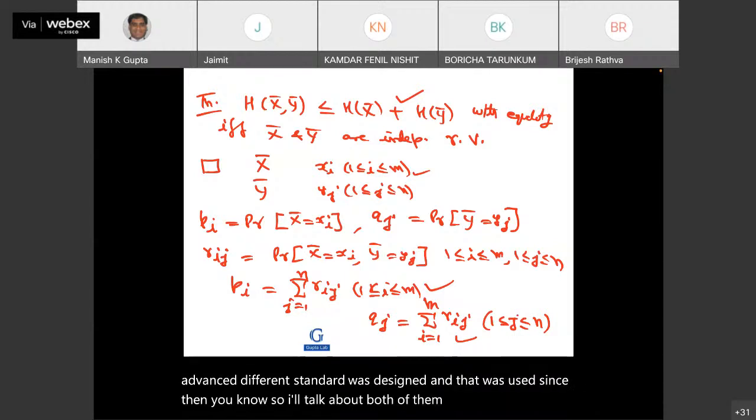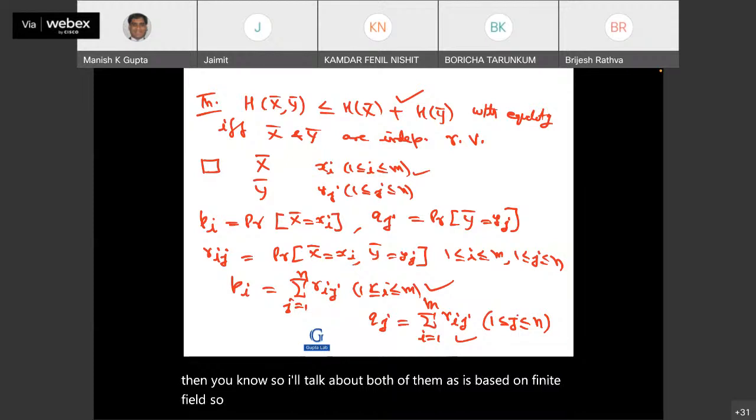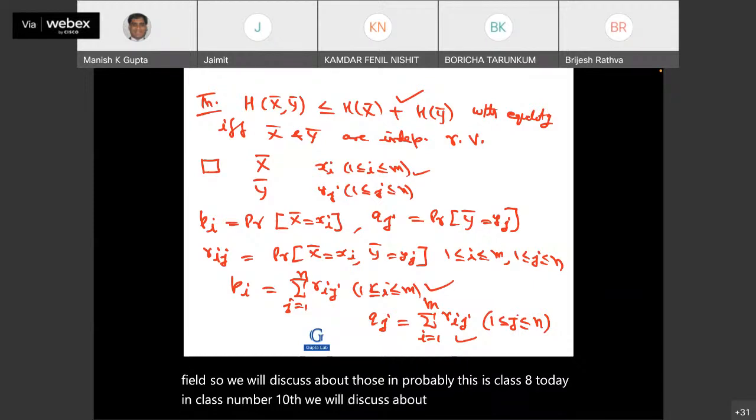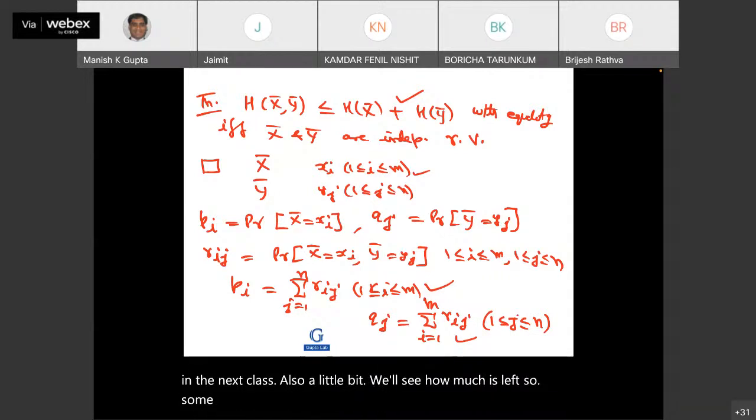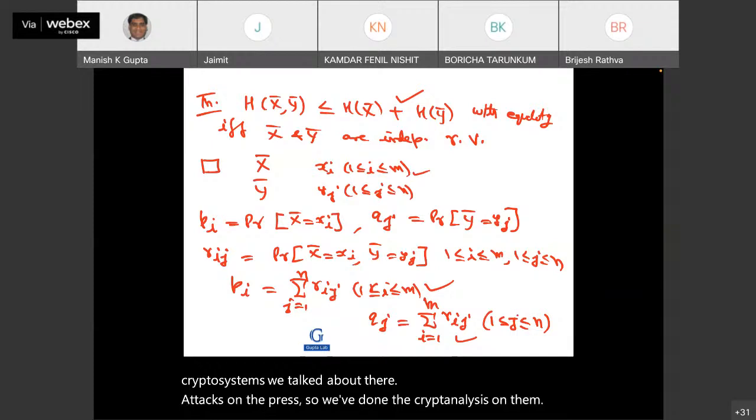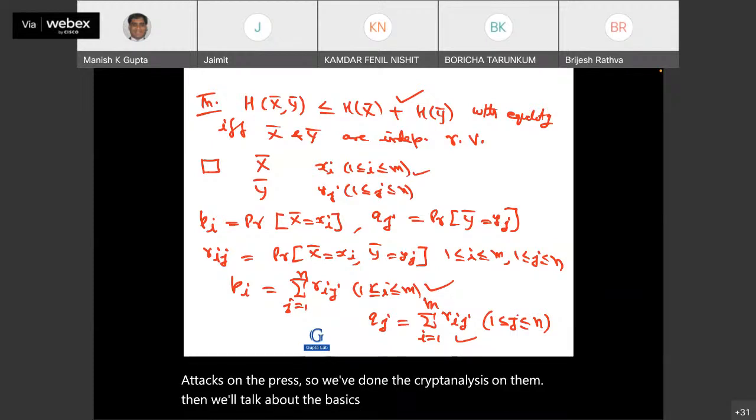AES is based on finite fields, so we'll discuss those; today is probably class number 8. In class number 10, we'll discuss DES and AES, and maybe we'll start a little bit in the next class also. We'll see. There is a little more background required, and then we are done with the background stuff. So we talked about the classical crypto systems, we talked about attacks on the classical ones, so we did the cryptanalysis on them. Then we talked about the basics in terms of probability and the basics of the crypto systems, right?